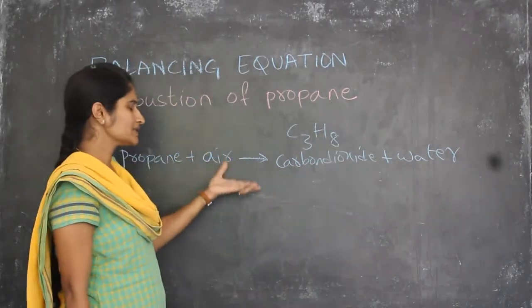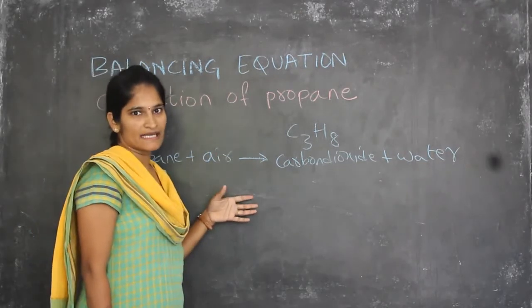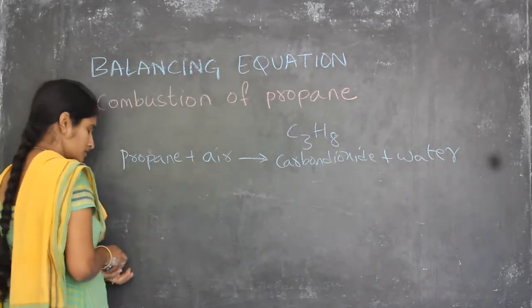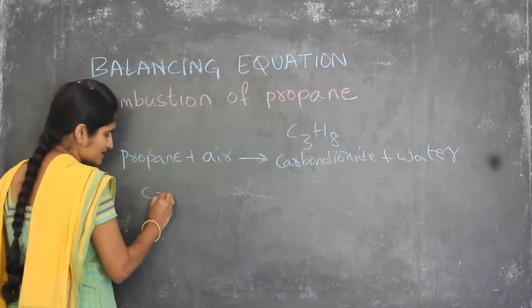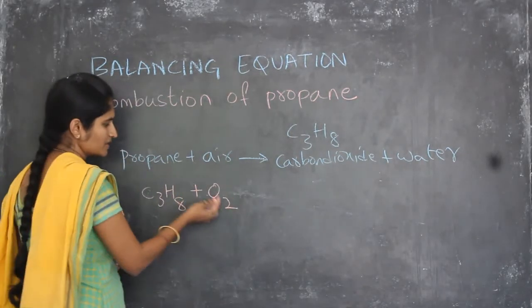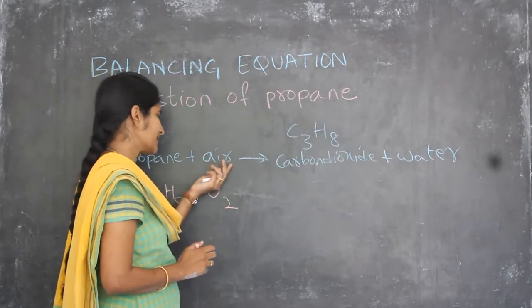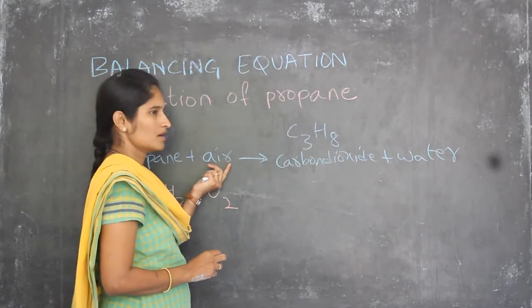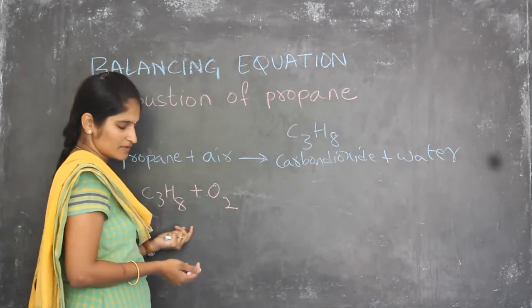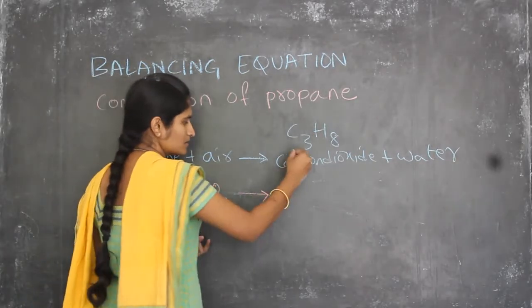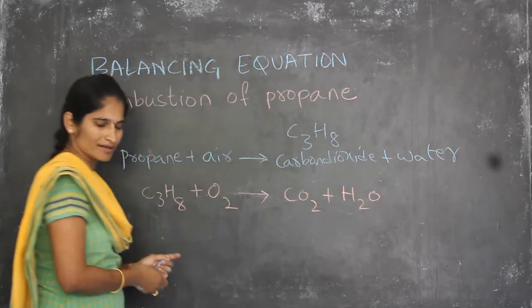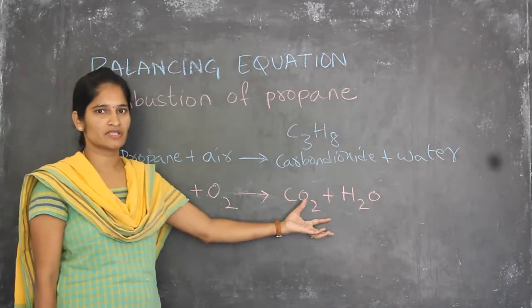So now we will write this in a skeleton form, that is, by using formulas. Propane is C3H8 plus air, which for combustion means oxygen will be used. You may think, teacher, you have said air, but air contains different types of gases. But here for combustion always oxygen will be used. Is it clear? Gives rise to carbon dioxide, CO2, plus water, H2O. So now this is the equation written.